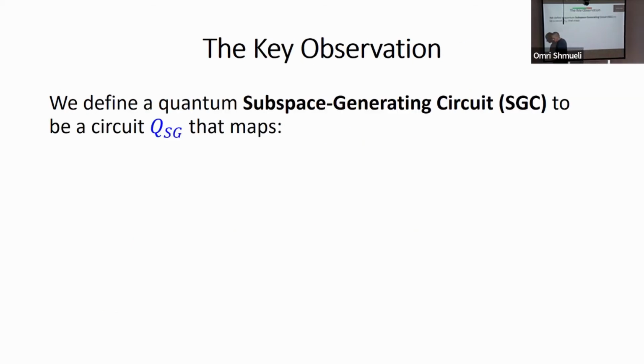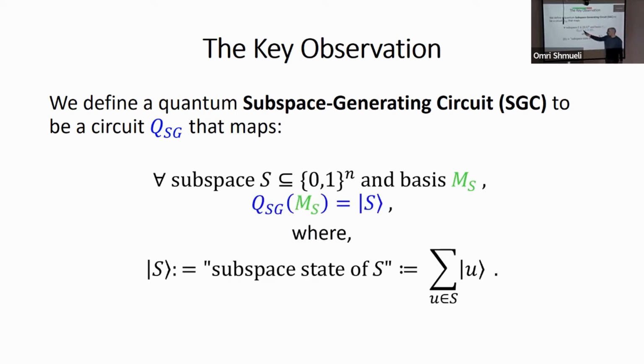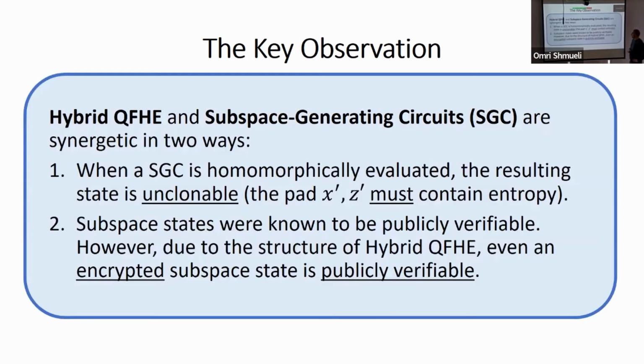And now we arrive at the main observation of the work. If you take one thing from this talk, take this slide and the next one. So we define a subspace generating circuit, denoted QSG. It takes as input a basis of a subspace, some subspace S of n-bit strings, and given the basis for S, it outputs the subspace state of S. Subspace state is just a uniform superposition over the subspace. Okay, takes the basis, outputs the state of this subspace of the space.